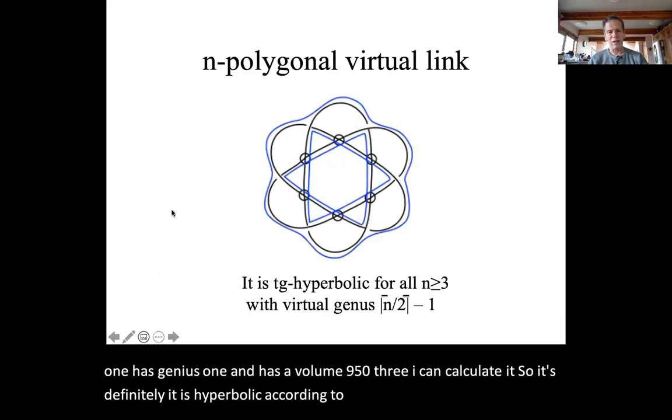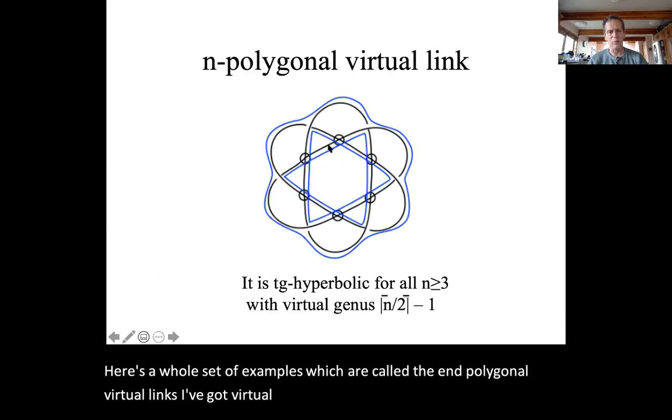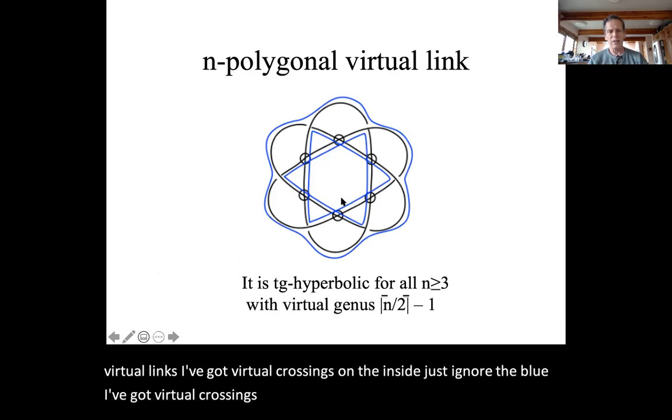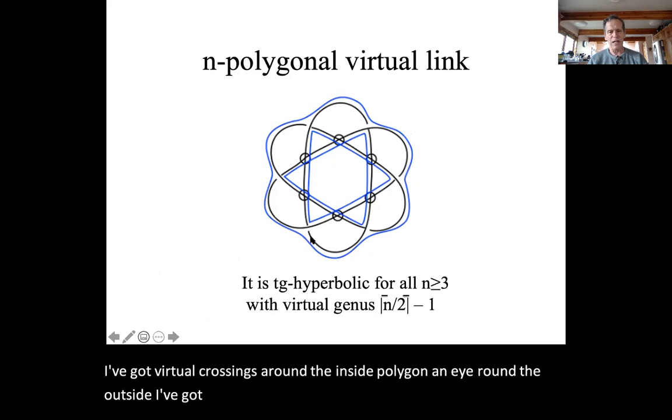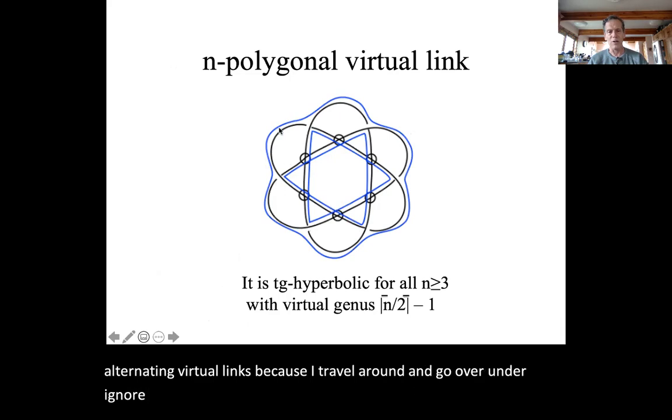Here's a whole set of examples, which are called the n-polygonal virtual links. I've got virtual crossings on the inside. Just ignore the blue. I've got virtual crossings around the inside polygon, and around the outside, I've got classical crossings. And you'll notice these are all alternating virtual links because as I travel around, I go over, under, ignore, over, under, ignore, over, under, ignore. So all of these components are in fact alternating.